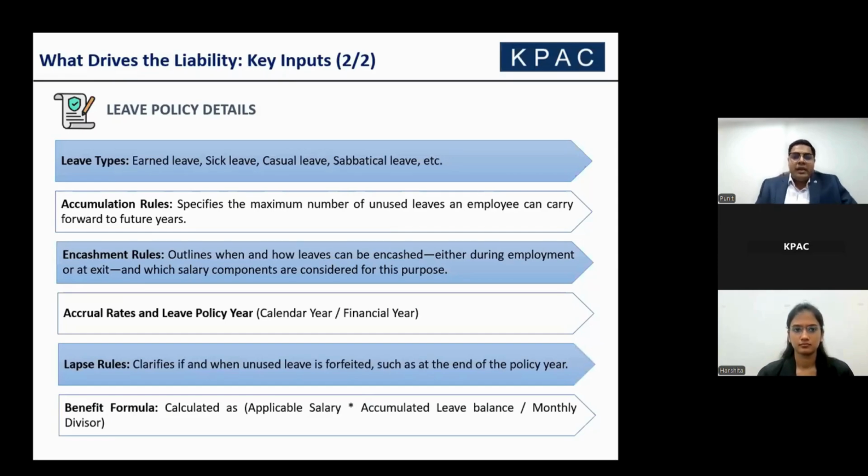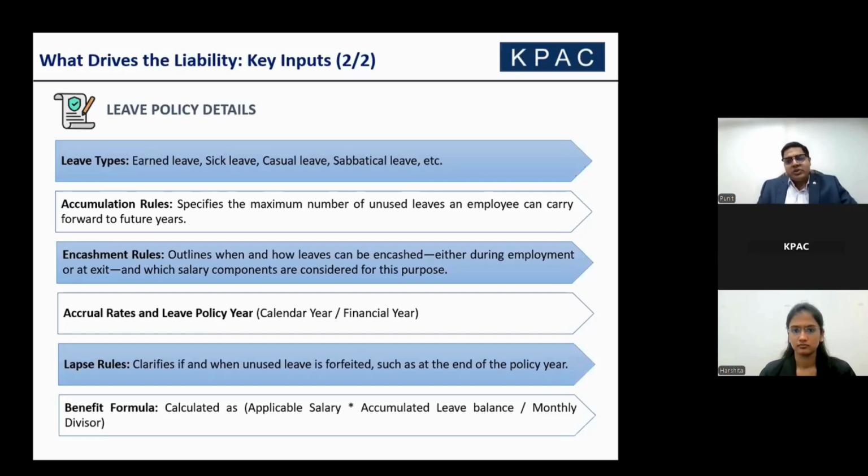Now, beyond employee data, the specifics of your company's leave policies are equally vital. These details dictate how the benefits are earned, accumulated, and eventually paid out or utilized. So first is the leave types. Understanding all the different types of leaves your company offers, for example earned leave, sick leave, casual leave, helps determine which ones require the valuation.